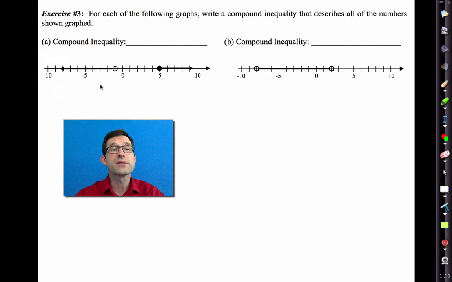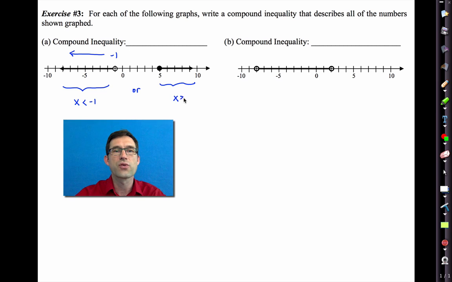Now, notice here there are two distinct shaded portions. So really what we have is we've got an OR statement. Anytime you have two distinctly shaded portions, you have an OR. Right here, we have x is less than -1, right? We're starting at -1, and every number less than it gets shaded. Here, we have x is greater than or equal to 5, because we're starting at 5, and we're shading every number, including the 5, greater than it. So our compound inequality, x is less than -1, or x is greater than or equal to 5.